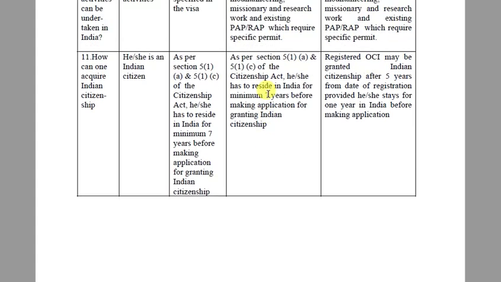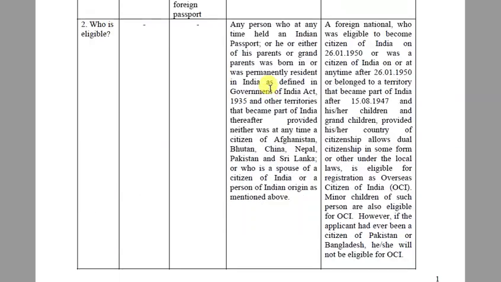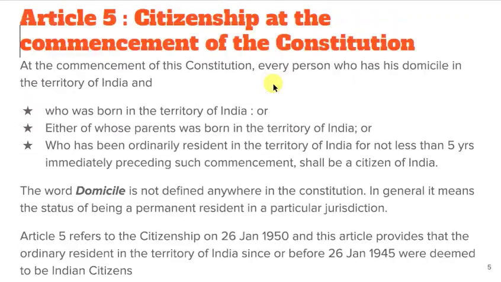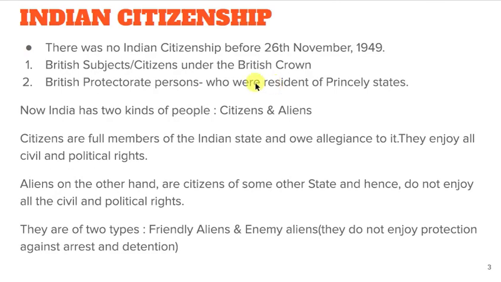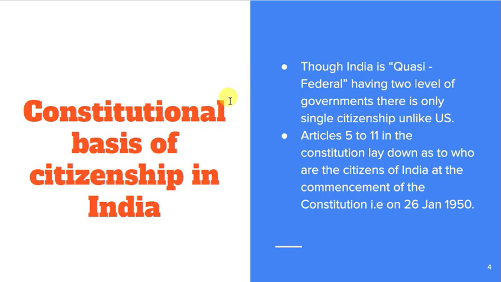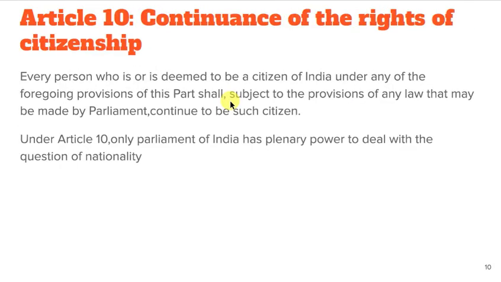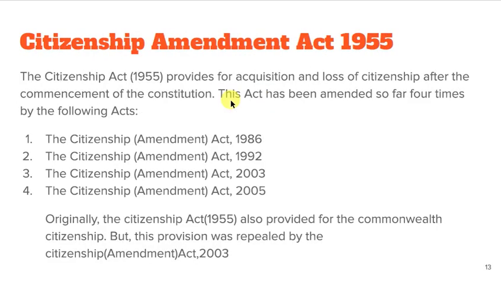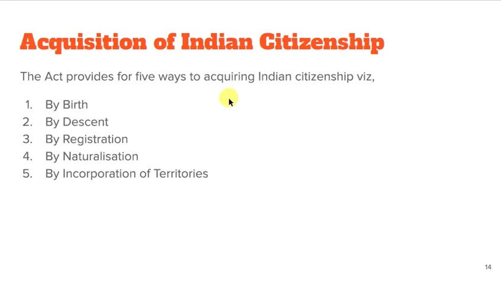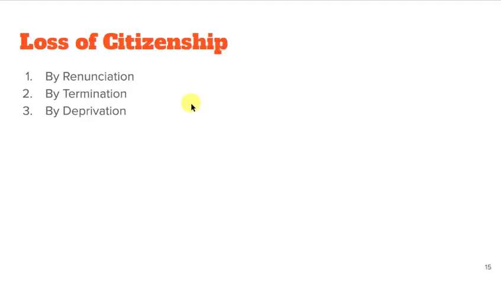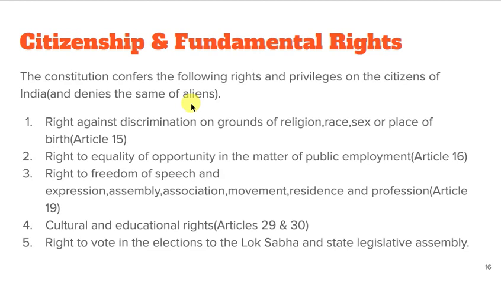Now that's how we came to the end of our citizenship portion. We have seen Indian citizenship, how we get it, and the constitutional bases, Articles 5, 6, 7 till 11, and the statutory basis and the amendments, four times. We saw the acquisition of Indian citizenship through 5 ways, how we lose our citizenship through 3 ways, and the fundamental rights we enjoy as an Indian citizen, compared to friendly and enemy aliens.